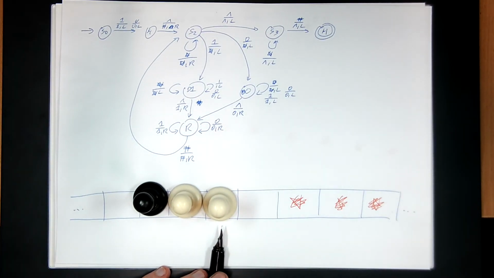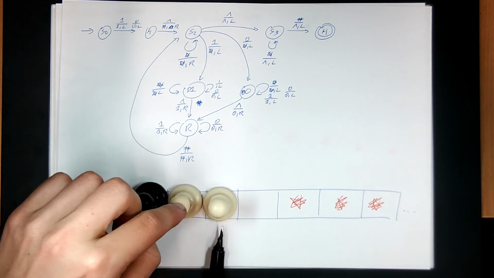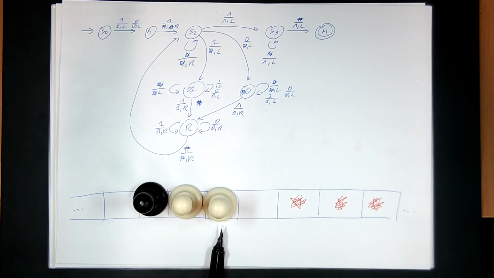So all that's left of my tape after I'm finished is 0, 1, 1, and the rest of the tape is all blank. So it looks like my reversing machine works, at least for strings that aren't of length 0.